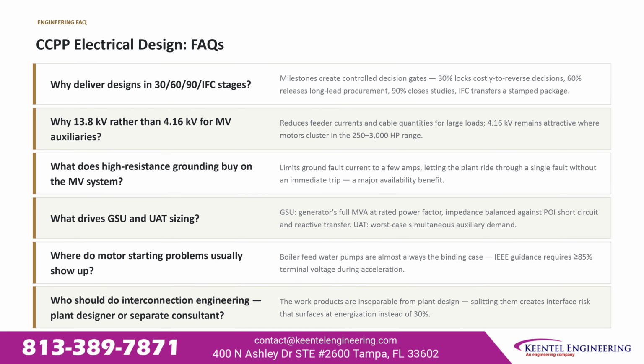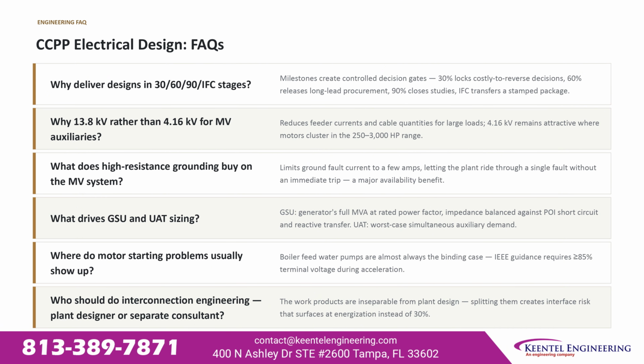Common questions on combined cycle power plant electrical design: why deliver in 30, 60, 90, and IFC stages? Milestones create controlled decision gates. 30% locks costly to reverse decisions, 60% releases long lead procurement, 90% closes studies. IFC transfers a stamped package for construction.